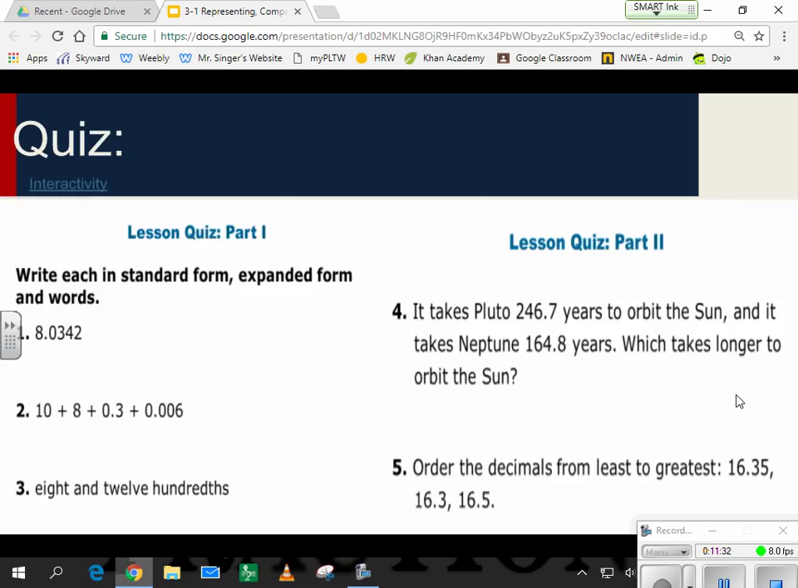And your quiz is 5 questions, but you can kind of see it's broken down a little bit. And I can move this out of the way for you before you work. All right, so the first 3, you're going to write them, making sure that the word number is written 3 different ways. Number 4 is kind of a word problem, but you're really looking at ordering them. And number 5 is just ordering those 3 numbers least to greatest. Good luck.